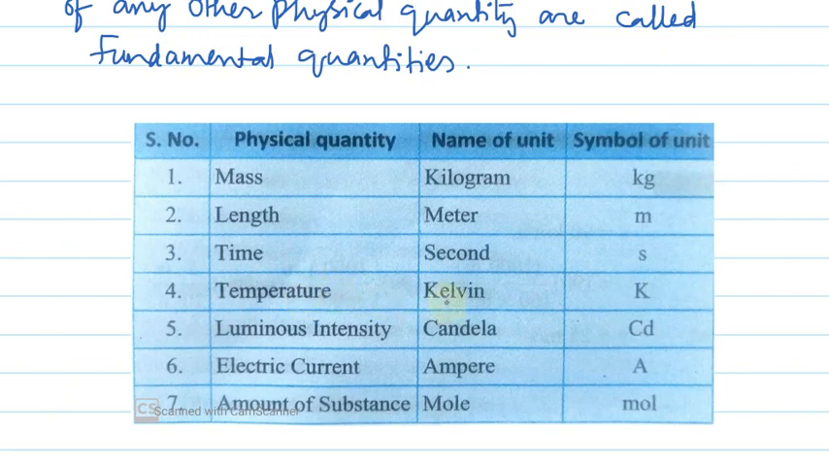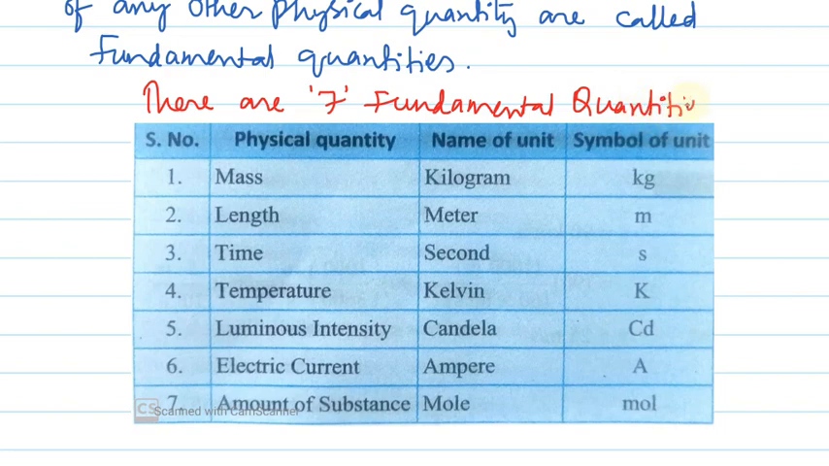Fourth is temperature. Unit is Kelvin and symbol is capital K. Next is luminous intensity. Unit is candela. Symbol is cd. Next is electric current. Unit is ampere. Symbol is capital A. Last one is amount of substance. Unit is mole and symbol is mol. So we can conclude there are 7 fundamental quantities in SI system. Right? Mass, length, time, temperature, luminous intensity, electric current, and amount of substance.